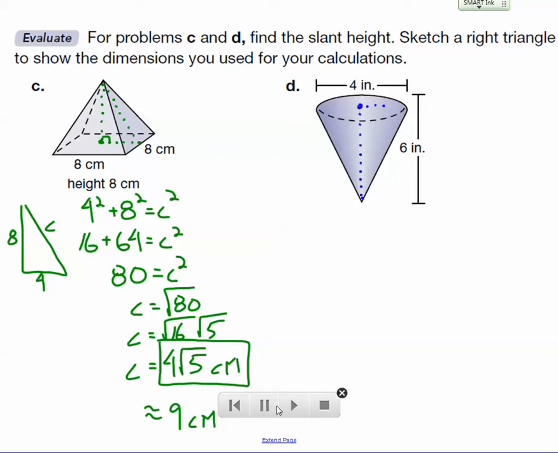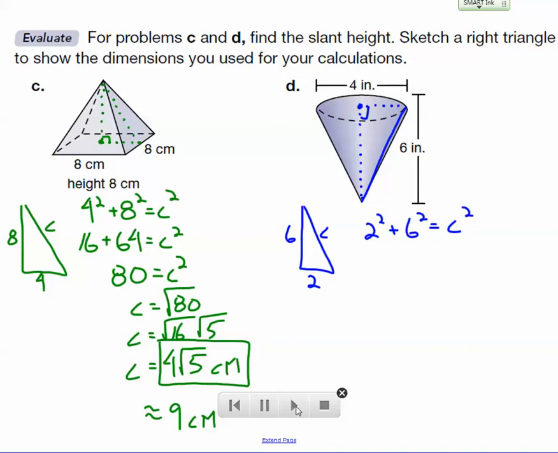And for D, let's do the same thing here. Let's sketch our right triangle. It is 6 tall and 2 wide. Where did I get the 2? Half of 4. So the whole diameter is 4. That means the radius would be 2. So that's where my 2 is coming from.